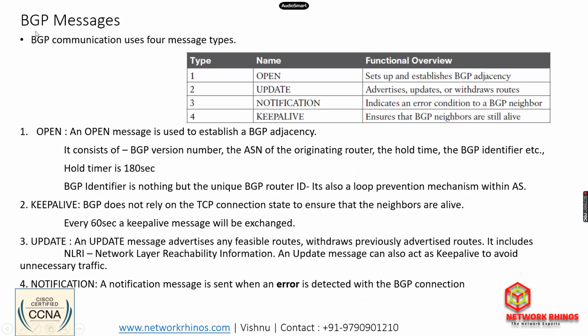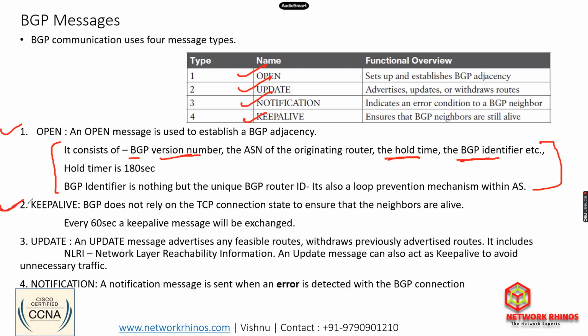Now coming to the BGP messages, we have 4 types. We have open message, update, notification, and keep alive. Open message is used to establish the BGP adjacencies. It consists of the BGP version number, the BGP hold down timer, and the BGP identifier, nothing but the BGP router ID. So these things will be exchanged or compared in the open message mainly.